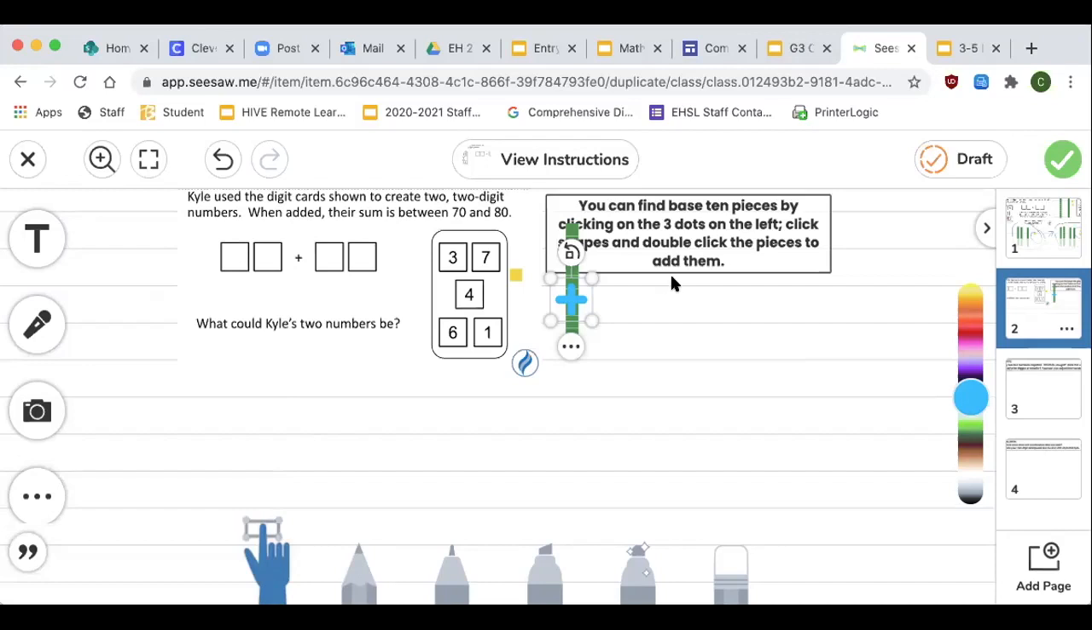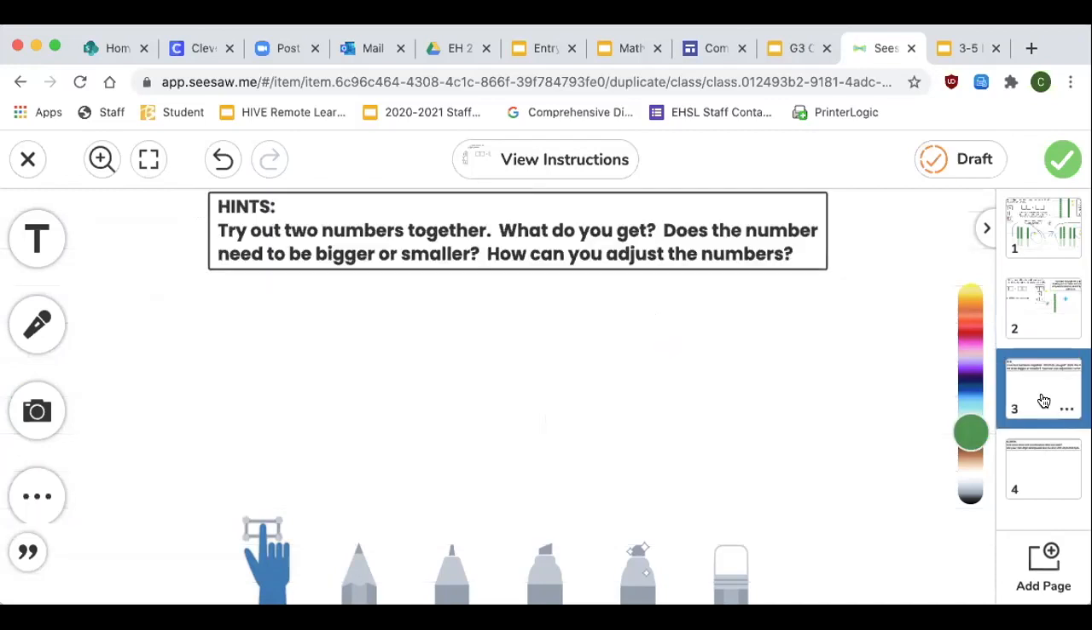So on the second page, you're still solving the problem, but it's asking you to use the 3 dots to create your own base 10 blocks. So here's your hints. Try out 2 numbers together, just like we did. Do we need to adjust it? I definitely needed to adjust it. My numbers were definitely too big.